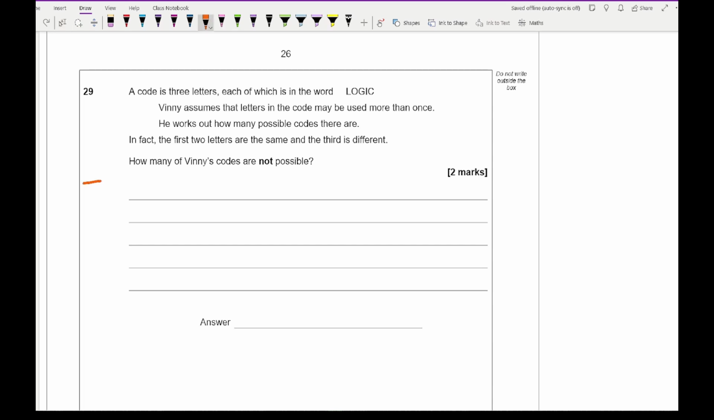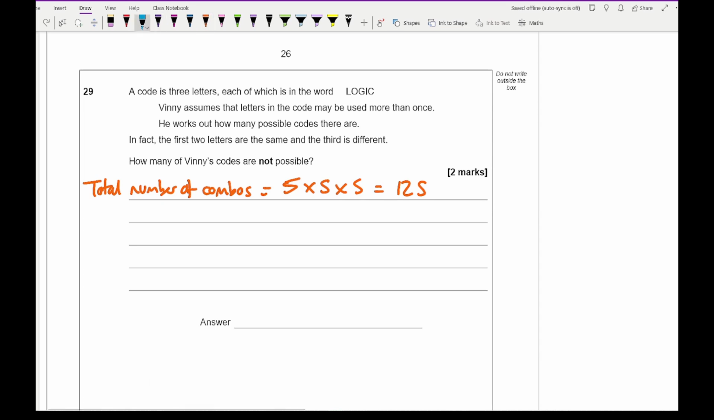So first things first, let's work out the total number of combos. And that's going to be 5 times 5 times 5, because we've got 5 letters to choose. So we've got 5, 5, 5, and they could be the same, they could be different, and that comes up to a total of 125.